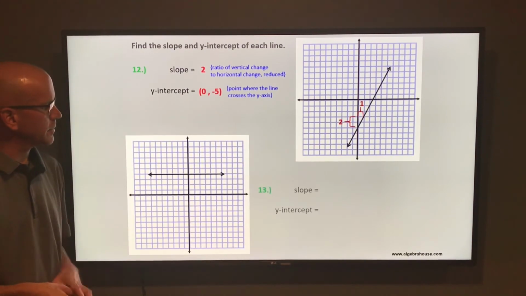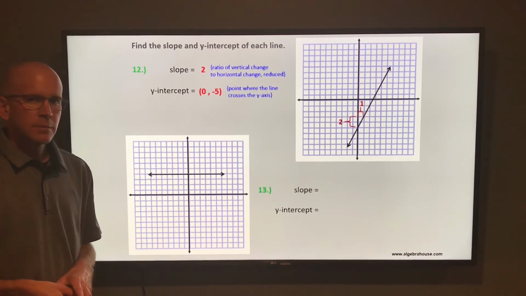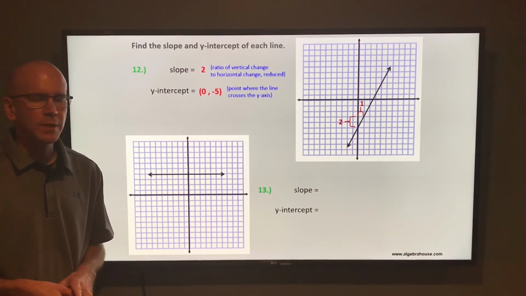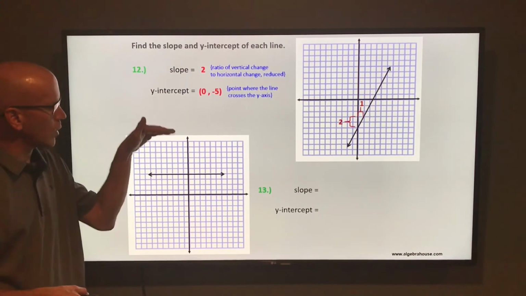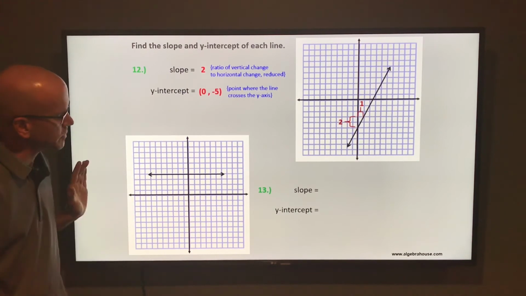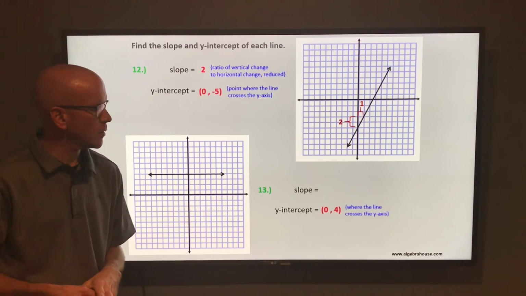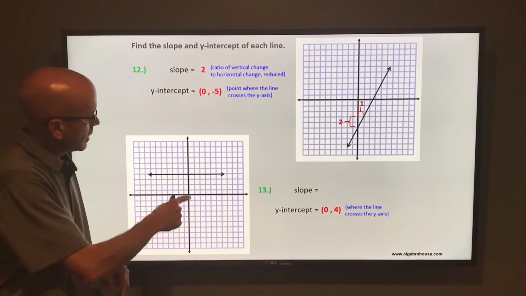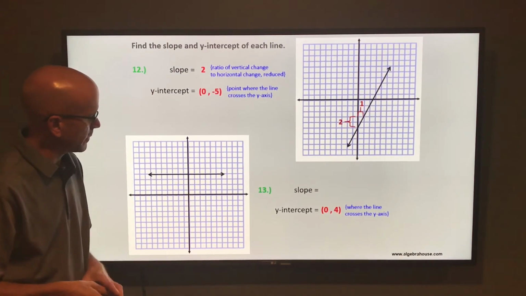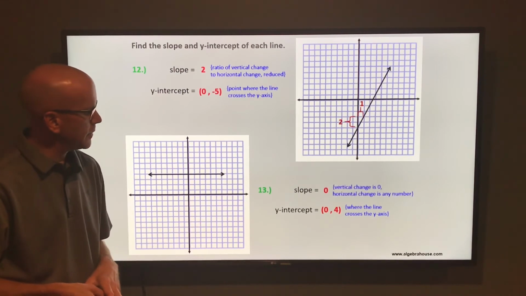For the next line here, that's a horizontal line. What is the slope of a horizontal line? There is no rise. The rise is 0. It's all run. If the rise is 0, it's all run. The slope on that would be 0. And also it's crossing through the y-axis at 4. So the y-intercept is 4 and the slope is 0.